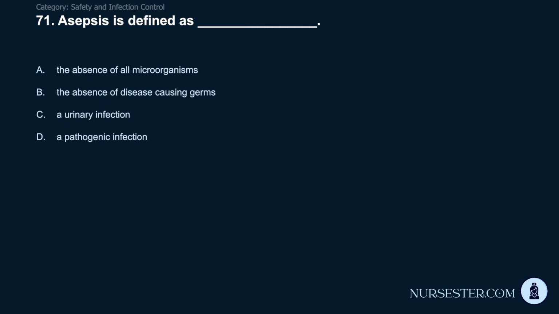71. Asepsis is defined as underscore. A. The absence of all microorganisms. B. The absence of disease-causing germs. C. A urinary infection. D. A pathogenic infection. Correct answer, B. The absence of disease-causing germs.